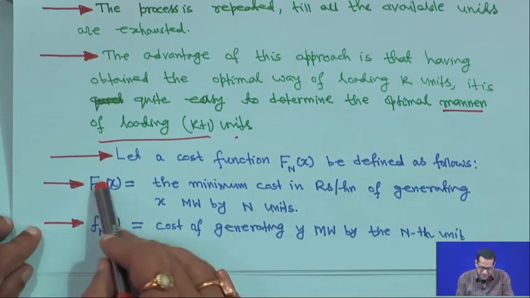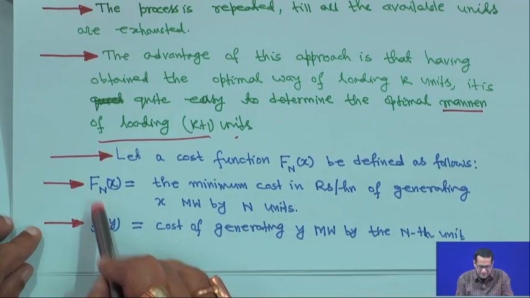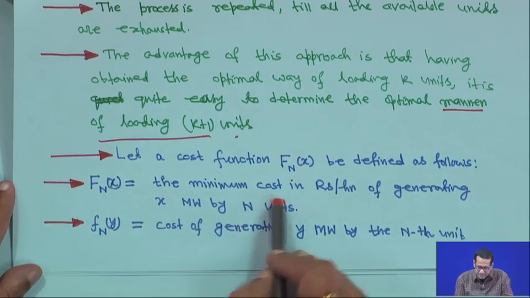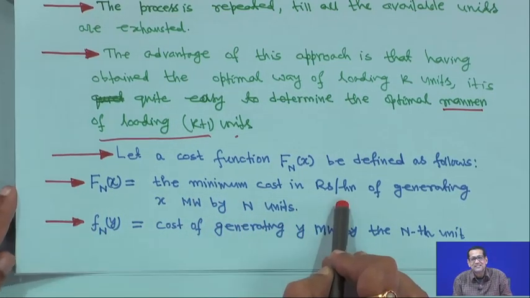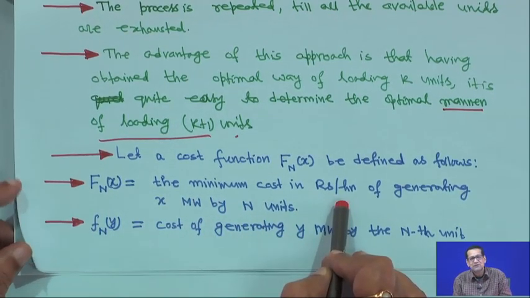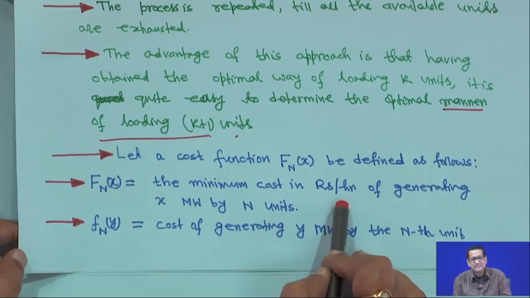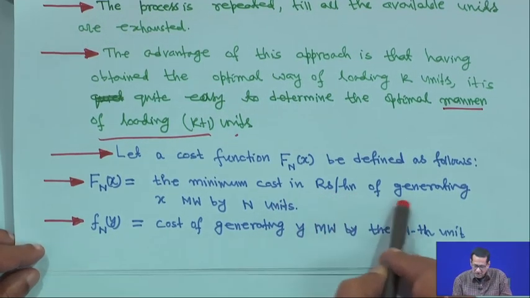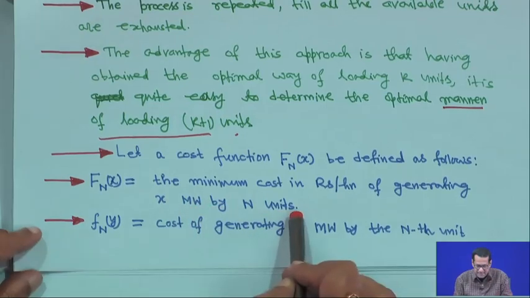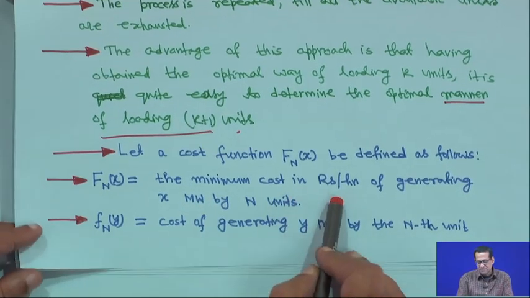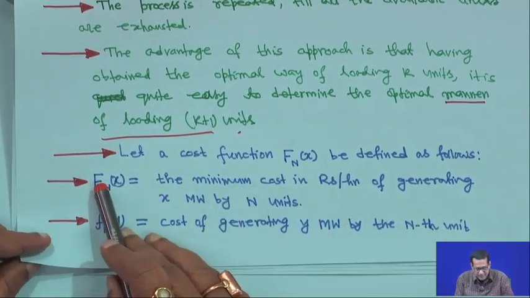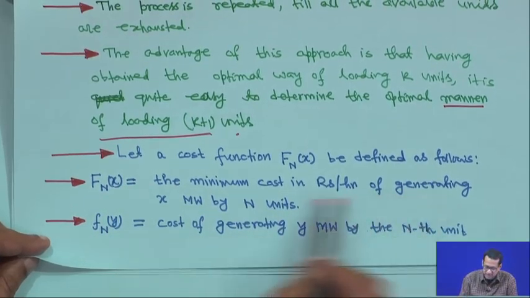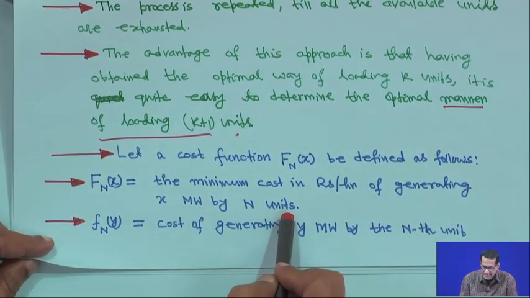We are using capital F as distinct from small f, that is why I am telling you that capital F suffix n of x is the minimum cost in rupees per hour, say, or maybe dollars per hour also, or any other currency unit, it does not matter, of generating x megawatt by n units. So this is the minimum cost.